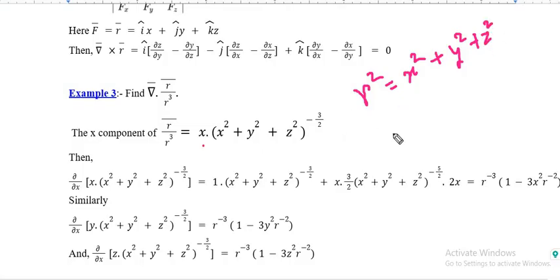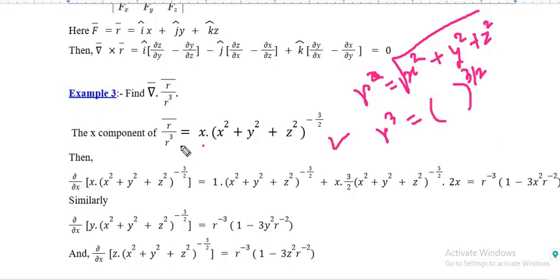So r can be represented as the square root of this factor. When you are trying to find r cube, r cube is given as this factor to the power 3, and since you have a square root, the power is 3 by 2. So this is written as 3 by 2. And here obviously you have a minus sign, since this is in the numerator part, so there will be a negative sign.